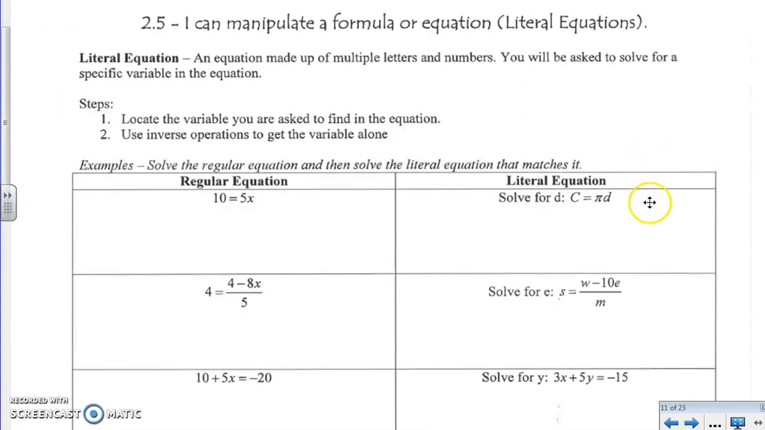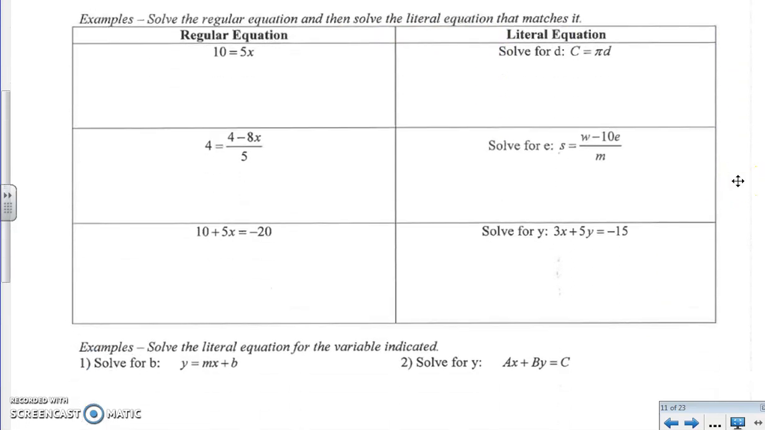So for each literal equation, we're going to practice a similar equation that only has one variable so that we can understand that process for the literal equation. So first, let's review. If we have a one-step problem like 10 equals 5x, we would want to isolate the variable x by dividing 5 from both sides, leaving us with a solution of 2 equals x.